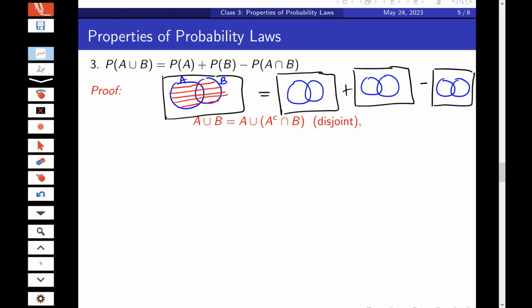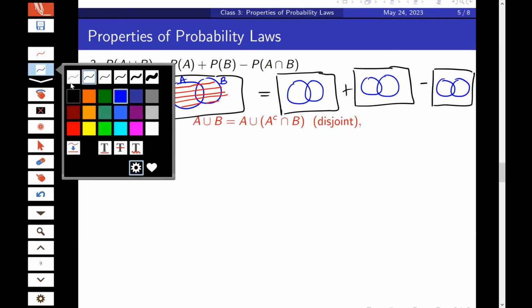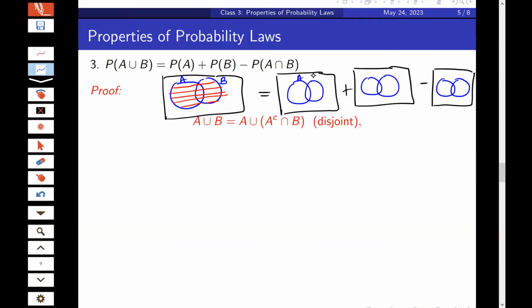And P(A), oops, I forgot to mention sets. This is A, B. So P(A) is this whole A part. P(B) means the whole B part. And can you see when you are adding P(A) and P(B), you are adding this intersection part twice. So that's why you have to subtract the intersection once. So if you add P(A) plus P(B) and subtract the intersection once, then you will get the union. Okay, so now let's see how we can prove this one.